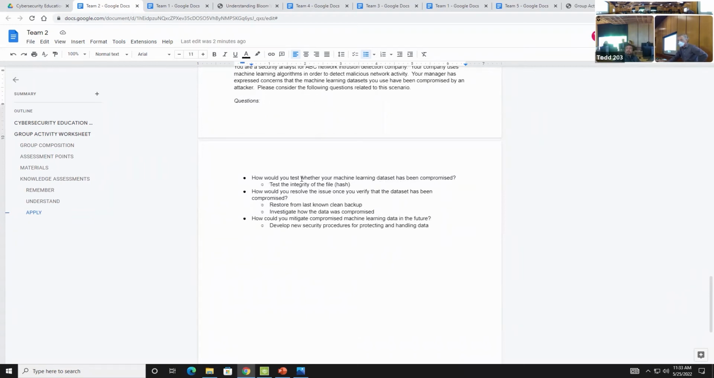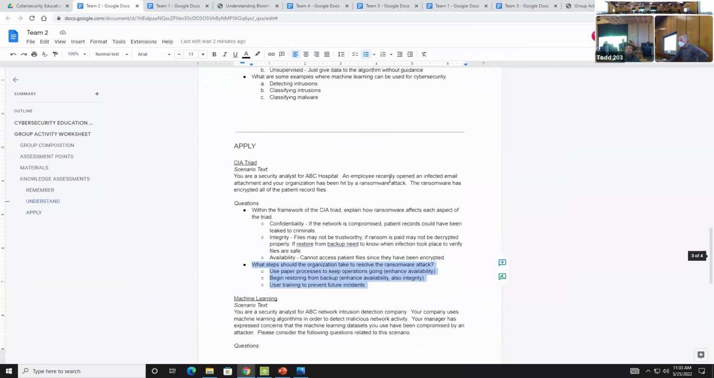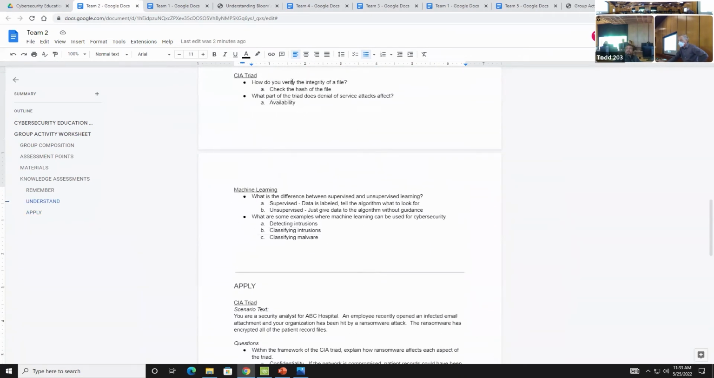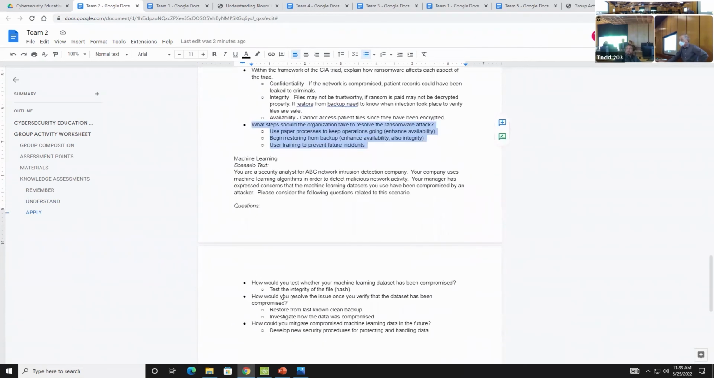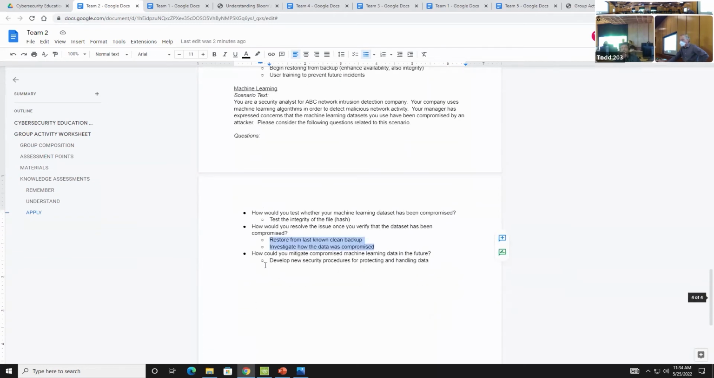So are they applying this integrity of the file hash? We talked about that right there. Yeah, okay. So they're applying that here. How would you resolve the issue once you verify that the data set has been compromised? This, I think, requires a little more development to get to that. How would you mitigate compromised machine learning data in the future?